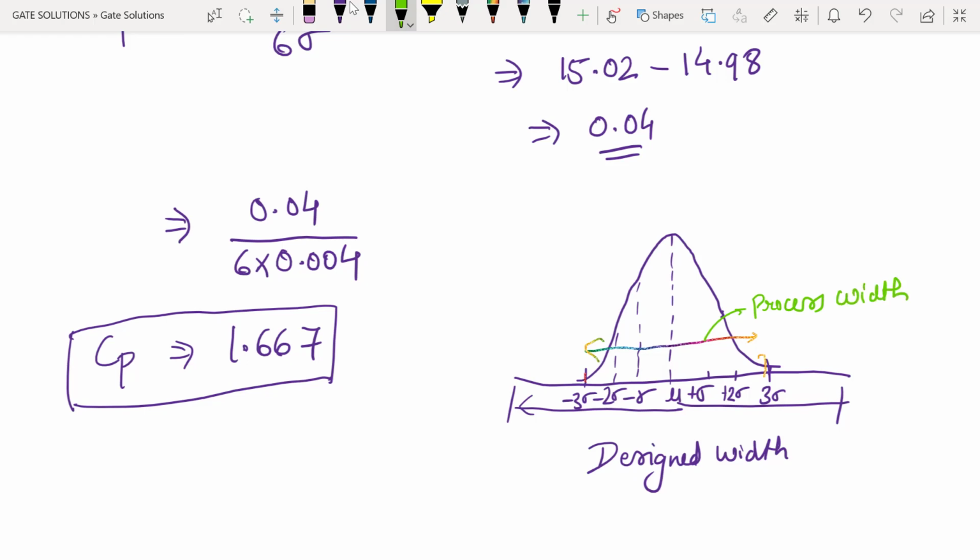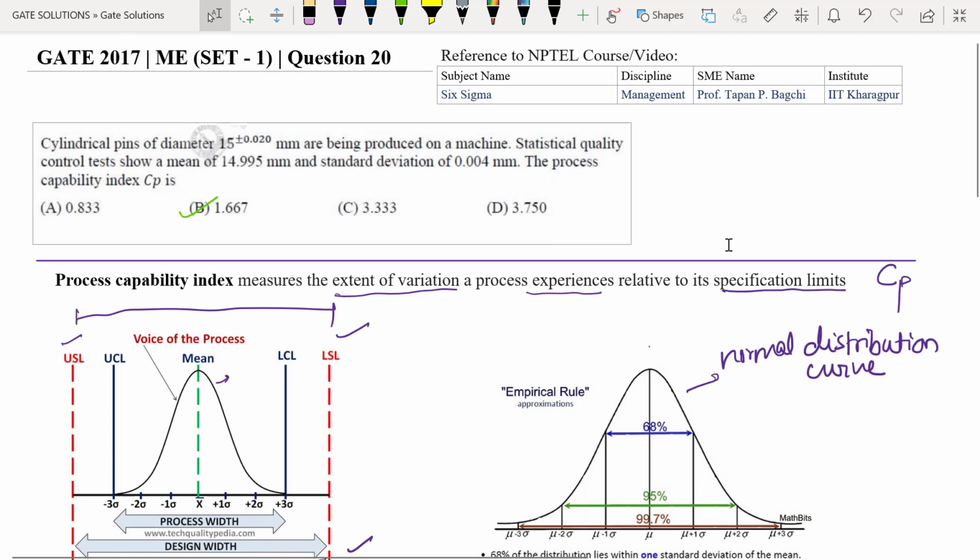Now let us suppose that the distribution is just like this. What it means is that the machine is producing pins of very precise diameter. So the precision of this machine is very high. So in this case the Cp will be high. So the answer is 1.667.